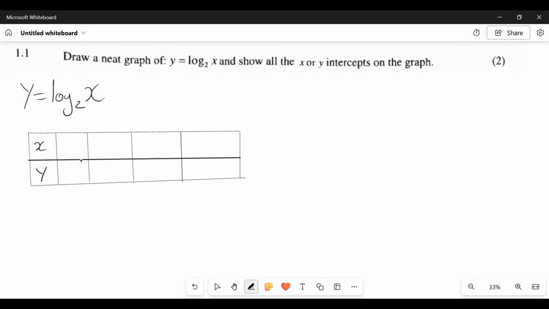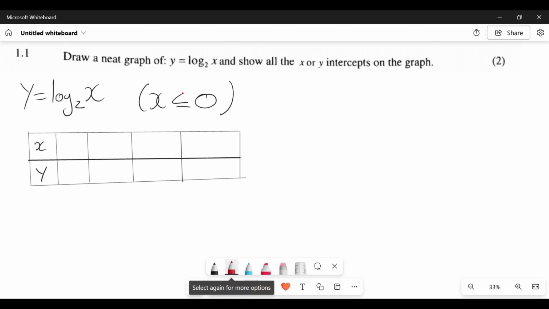Before we insert these numbers, what you should know is that x cannot be less than or equal to 0, because you're going to get an error, and that basically means it's going to asymptote. So when you insert your x values, I would rather insert 0.5 first, because it's safer. Then you can insert 1, 2, and 4.